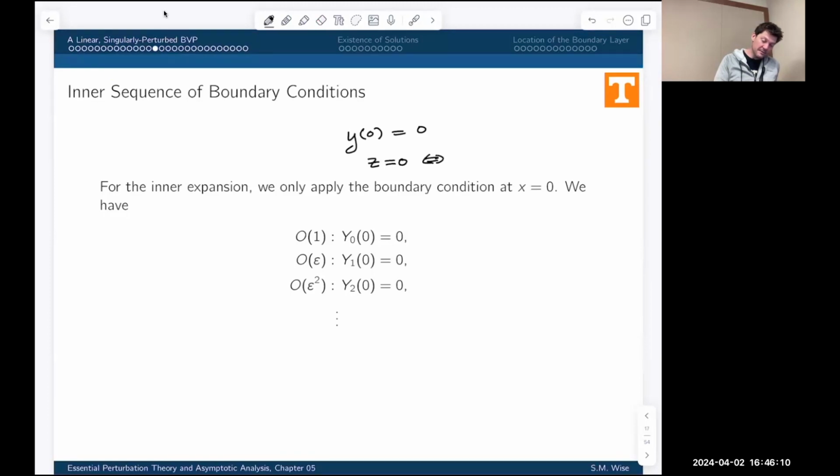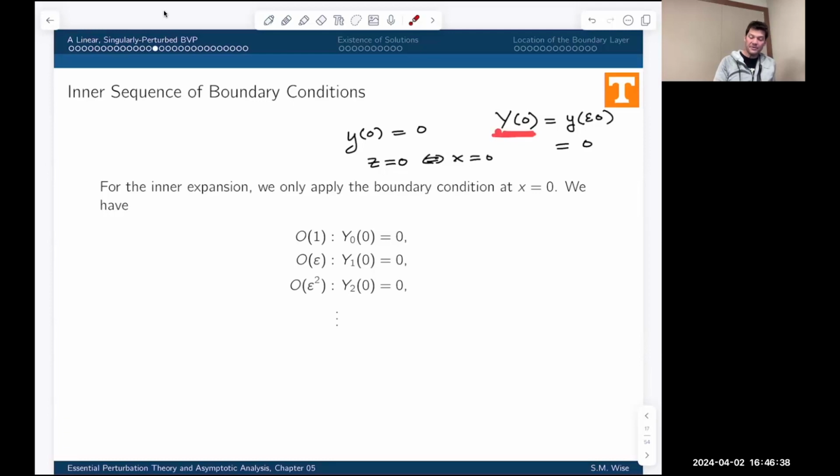I'll say it like this. So y at 0, what is that going to be equal to? Well, we said this is just equal to y of epsilon times z. But z is equal to 0, so that's just epsilon times 0, which is equal to 0. So that's how you find the boundary condition for capital Y0.